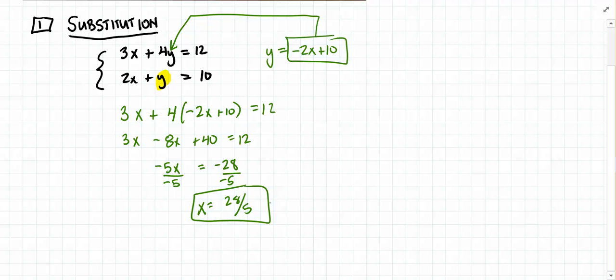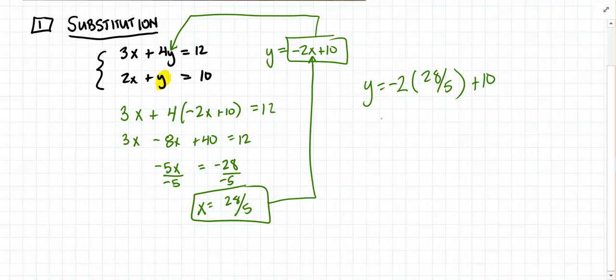No, because we then take our x value and look, we can substitute it right there. It's easy. So we're going to have negative 2 times 28 fifths and then plus 10. Oh, this is easy. So let's see here. If I double 28, I get what? 56? So I get negative 56 fifths. Now 10 in terms of 5 would be 50 fifths. That's the number 10, right? Not 2. Okay? So then I'm getting a grand total of negative 6 fifths.